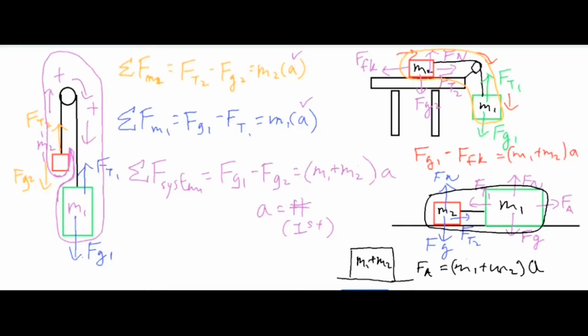And then you're going to want to have most likely some individual formulas for your individual objects. In that case, you would ignore your system and pay attention to each of those masses individually and create individual formulas for them, just as I did in orange and blue over here.